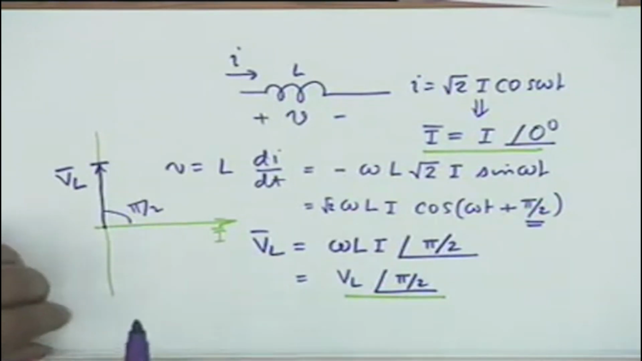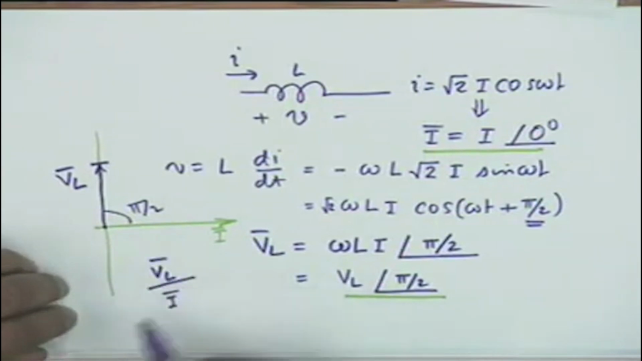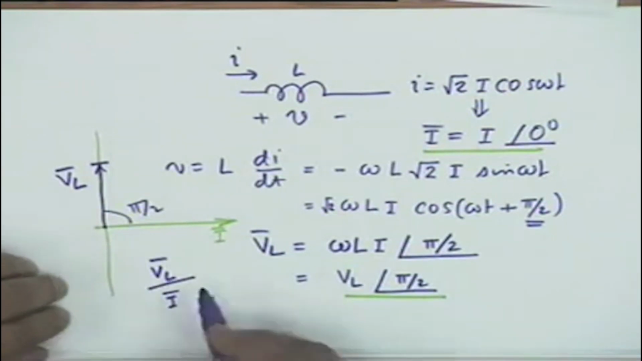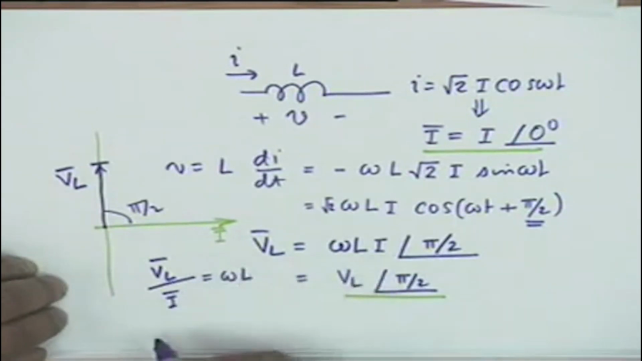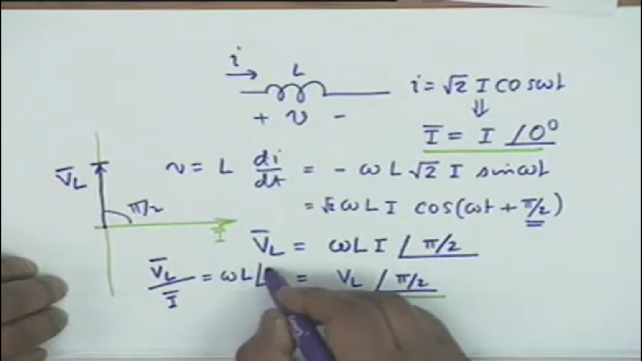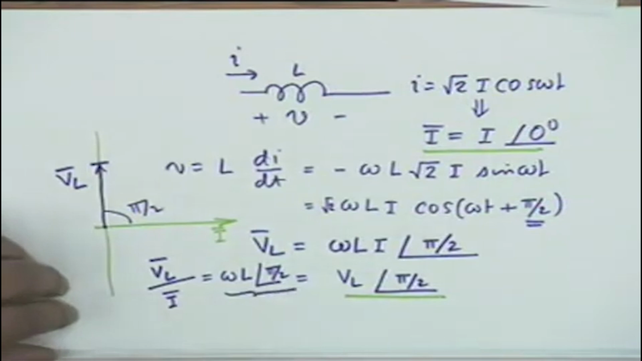You also notice that the ratio of VL phasor to I phasor is simply given by omega L, with angle pi by 2. Now, is that a phasor? No. Is this a phasor? It is not a phasor.